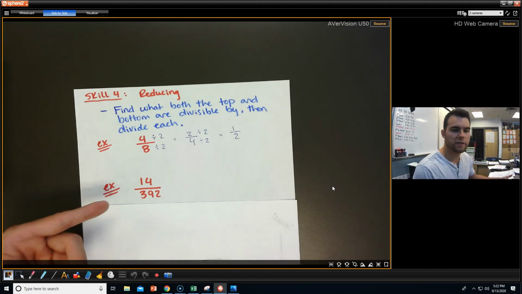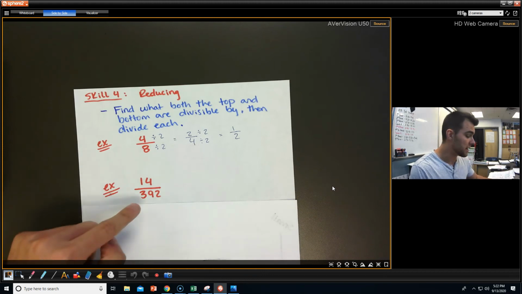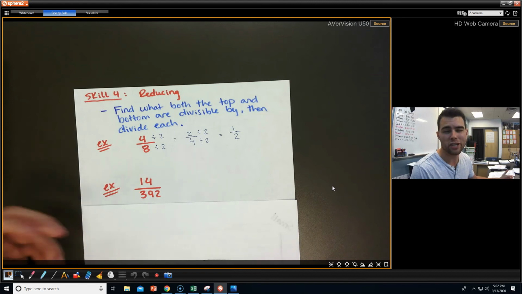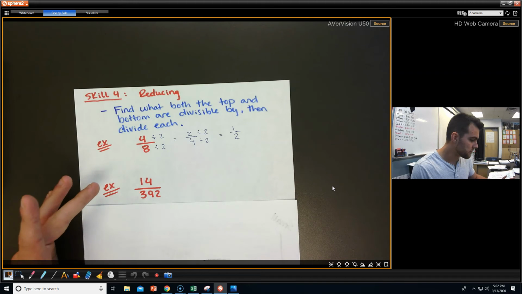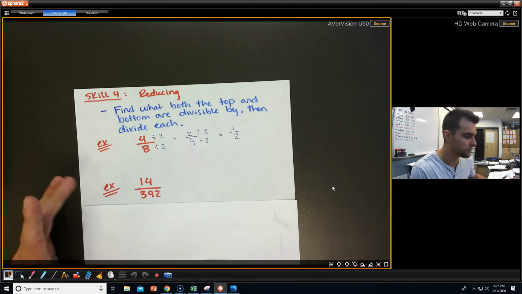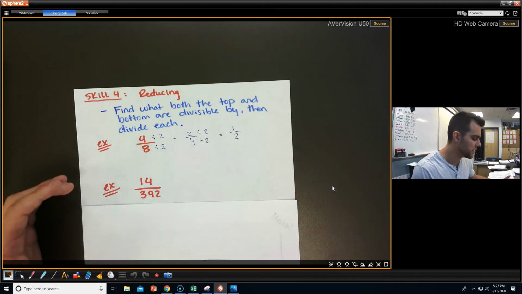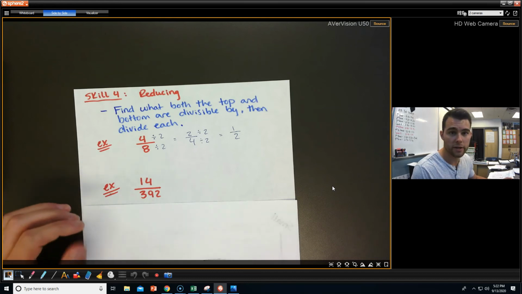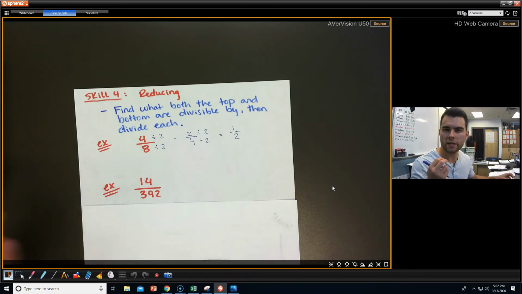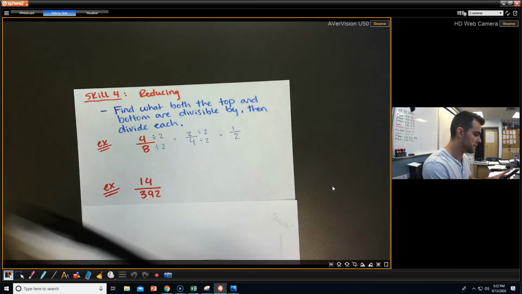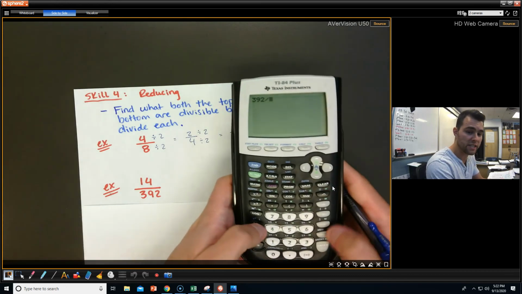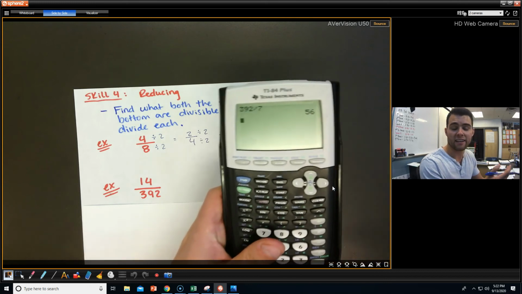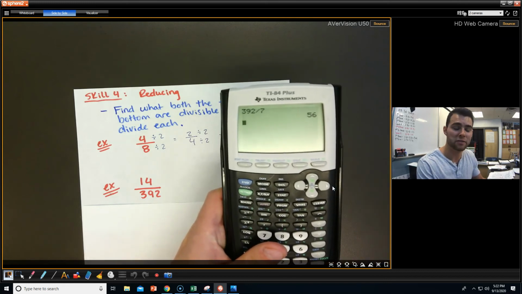Well, we know it's divisible by 2 because the bottom's even and the top's even, so that'll help us out. However, it might be divisible by something else, like maybe 7. Well, I know 7 can go into 14. I don't know if 7 can go into 392. So there's a couple ways I can check. First of all, I can just do 392 divided by 7, and hey, I got a whole number. It is divisible by 7.